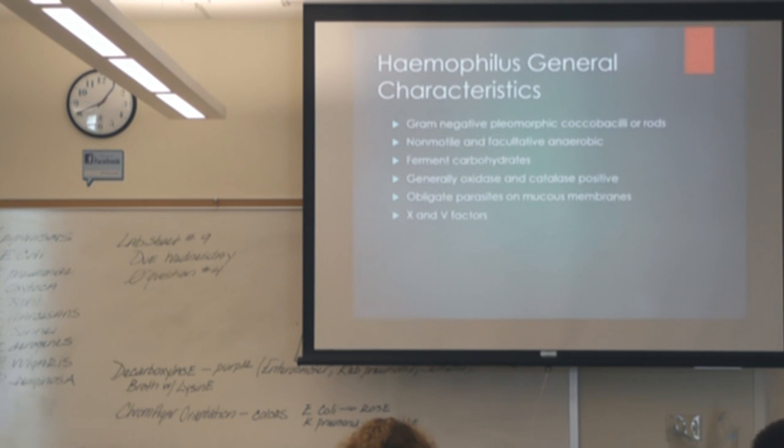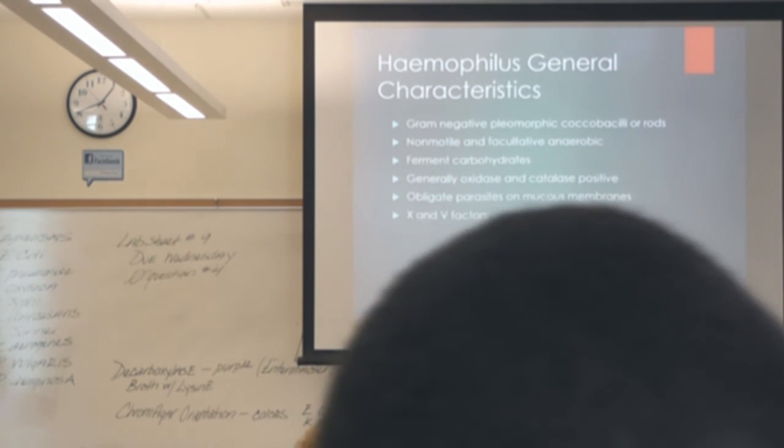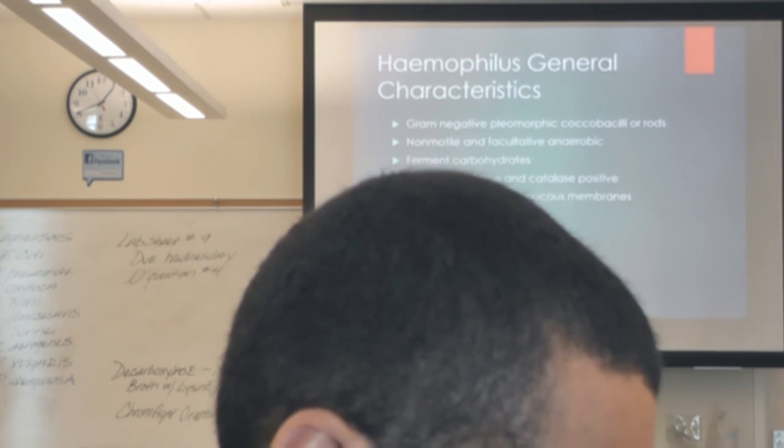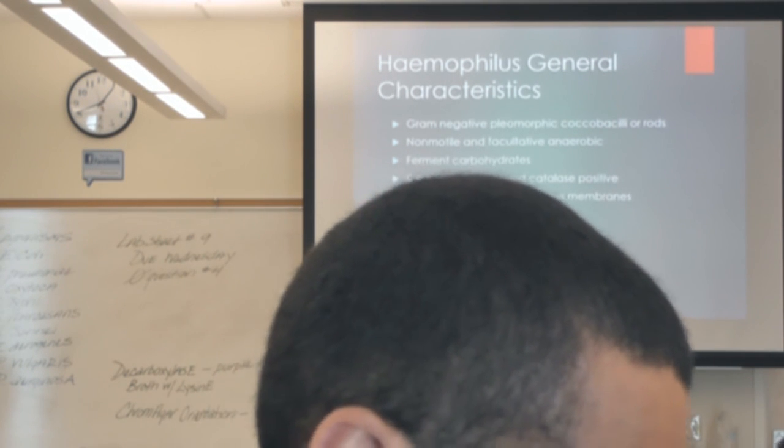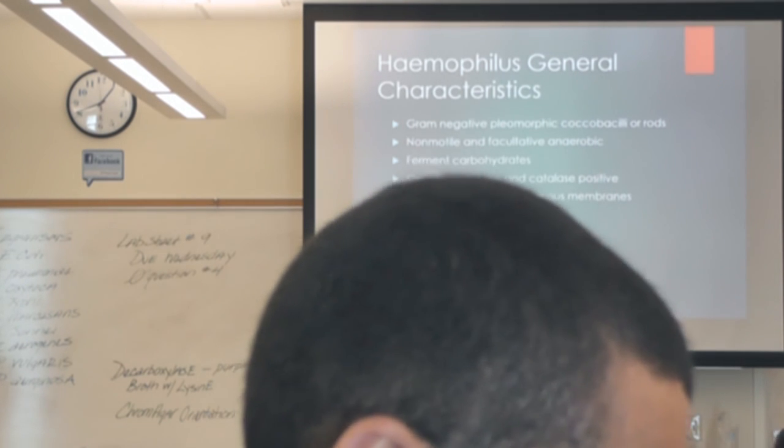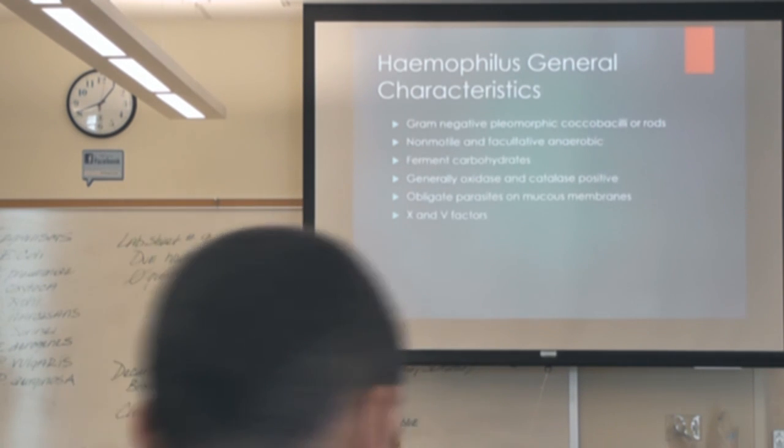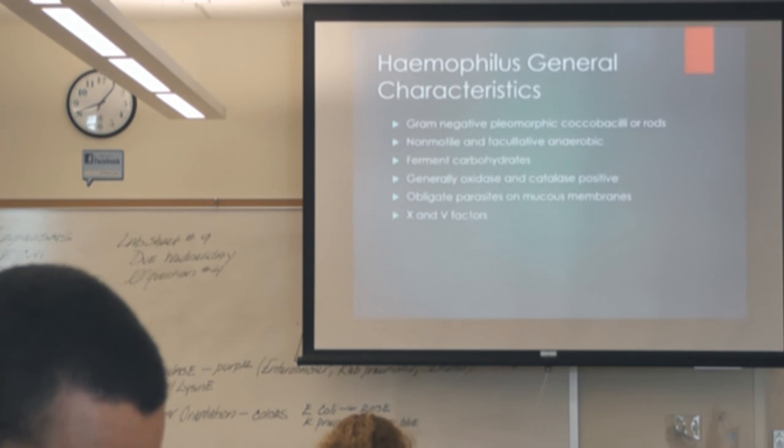And then it requires, at the bottom, the X and V factors. Does anybody know what I'm talking about? X is hemin, or they call it the unknown. And V is NAD, or a vitamin. Okay? All right. The other thing with Haemophilus is 10% of people actually carry it in their upper respiratory tract, just as healthy people. Okay?